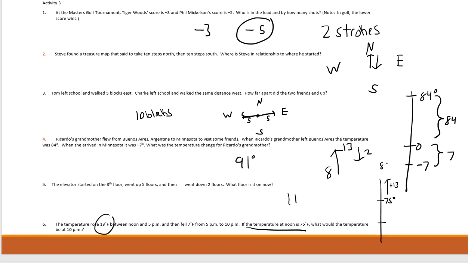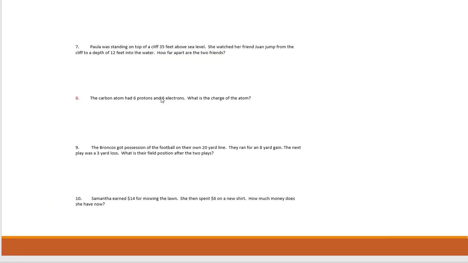Sorry, this is getting a little bit messy. So the temperature is now 85, and then it fell 7 degrees. So if you're at 85 and then you go down 7 degrees, you would be at 78 degrees Fahrenheit at 10 p.m. Okay, so let's go ahead and go through the rest of these. You are now going to have to push pause, complete 7, 8, 9, and 10, and then push play and see if you got them correct.